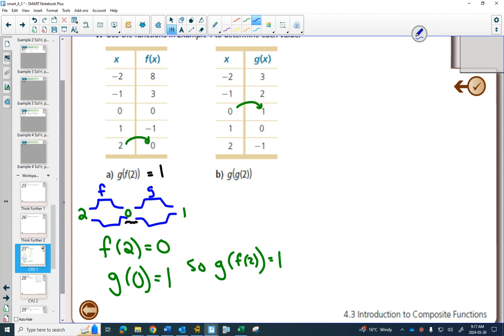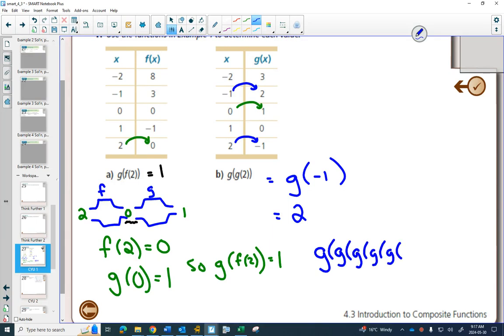Okay, so now g of g of 2. Can you see that this would equal g of, well, if I plug 2 into g, what comes out? A negative 1. So this is equal to g of negative 1. And then if I plug negative 1 into g, what would come out? A 2. And you can have composition of functions be even longer. Like, what would g of g of g of g of g of g of 2 be?